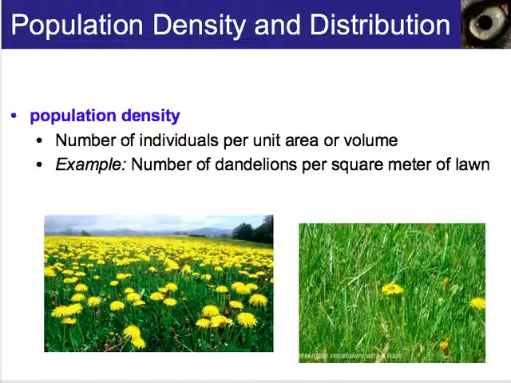Population density and distribution. Population density is the number of individuals per unit area or volume. For example, there is a much greater population density of dandelions in this yard than there are in this yard.